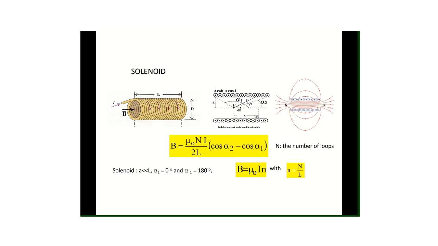In a special case, if the solenoid is very long, means that a is much smaller than L, we can approximate the value of α2 is equal to 0 and α1 is equal to 180 degrees. So here is α1 and here is α2. So then the magnetic field becomes μ0 I small n, with the small n is equal to capital N over L.